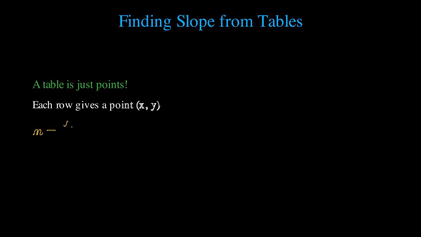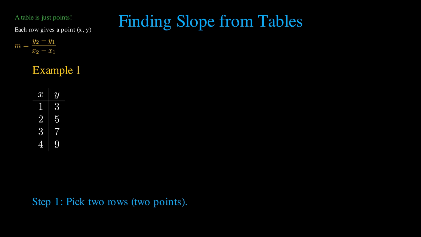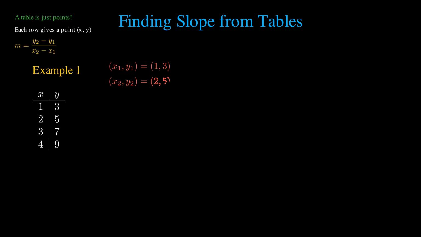A table is just a list of points. Each row gives an x value and a y value, which makes a point. To find slope, pick any 2 rows. Use the formula y2 minus y1 over x2 minus x1. Subtract the y values, subtract the x values, then simplify.